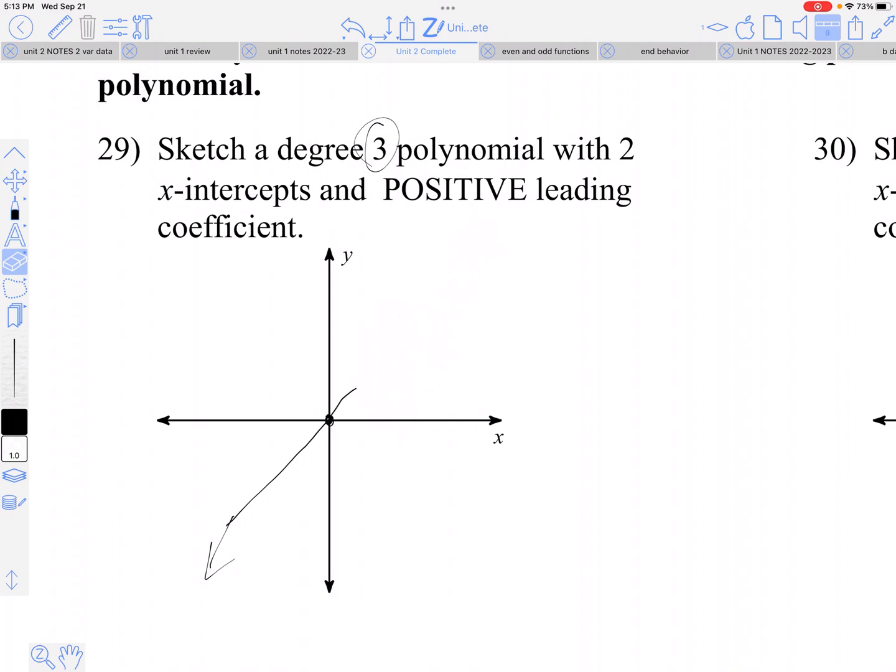So let's do this. So 2 x-intercepts, let's see. So I still have my 2 x-intercepts, but man, this one's tricky, right? Because it's not working out. To get 2 x-intercepts, I'm going to have 2 turns. So we're just going to keep it with that bounce.